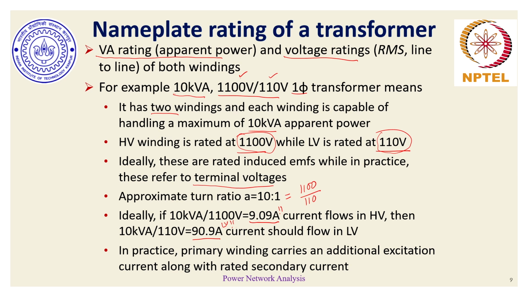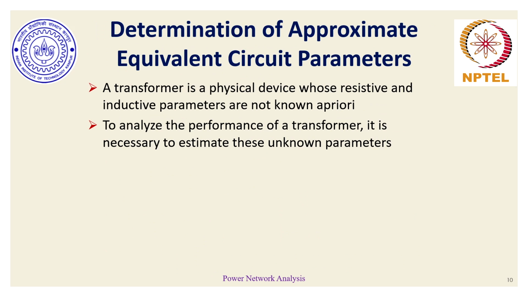In practice, there would also be some additional excitation current along with the secondary current, which is assumed to be negligible for this nameplate rating discussion. In practice, the excitation current itself could be a few, 5 or 10 percent, of 9.09 amperes or 90.9 amperes, depending on which side it is being calculated.